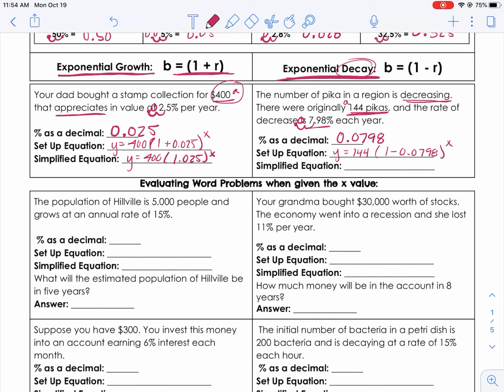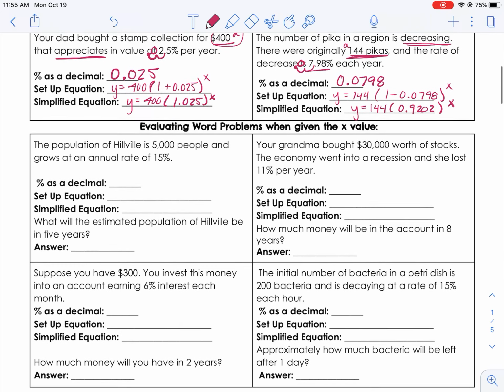And if I want to simplify that, I will just simplify what's in those parentheses. So I'll do 1 minus 0.0798, which means my simplified equation will be y equals 144 times 0.9202 raised to the x. So since we're multiplying by a number between 0 and 1, that will be our decay problem. It will decrease over the years.